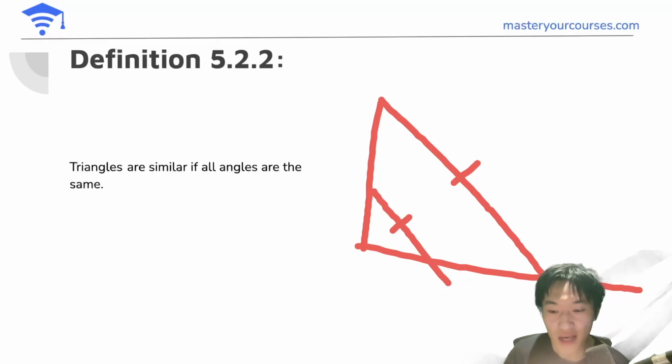Now we're going to talk about how you classify them. One classification is that all angles are the same. If you take these angles of the larger triangle, they equal the angles of this one right here. So if all three angles are the same between the two triangles, then your triangles are similar.